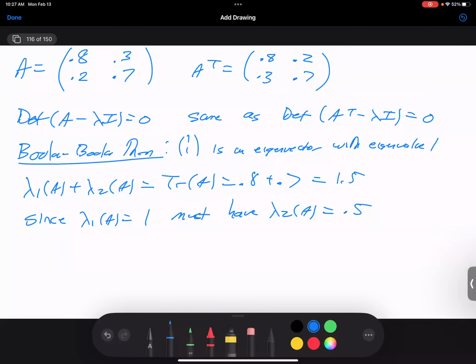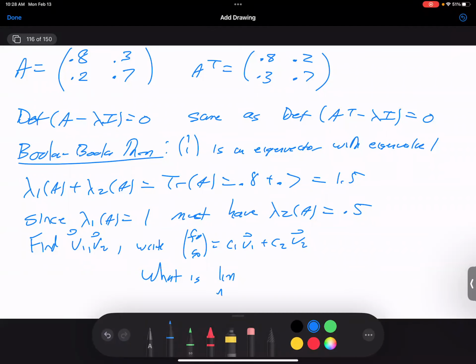And then what you want to do is you want to find the eigenvectors. And so I'll leave this as an exercise for you to figure out. And again, I strongly encourage you, if you haven't done linear algebra in a while, to try to do this calculation. And now try to find V1, V2, write F0, S0 as C1 V1 plus C2 V2. What is the limit as n goes to infinity of Fn, Sn? Does this converge or does it oscillate?